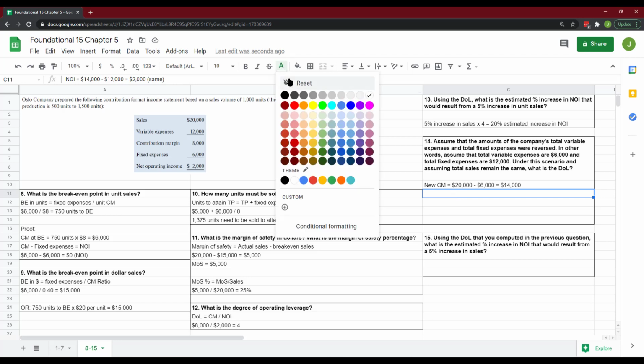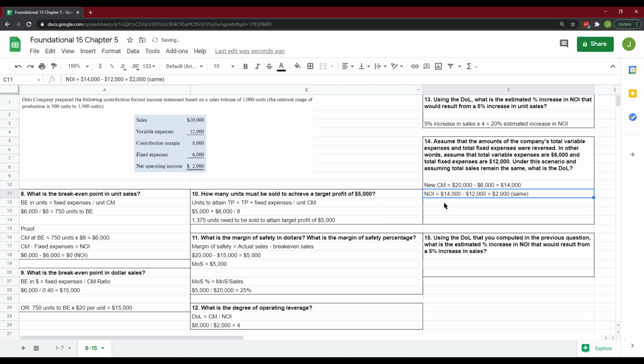Now we can find our new degree of operating leverage. Remember, our degree of operating leverage is CM divided by net operating income. And your net operating income wouldn't change in this case, right? Because you're just switching where the expenses are being subtracted, but all of the expenses in total that we're subtracting here are staying the same. So we should have the same net operating income, because then we would take this contribution margin of 14,000 minus 12,000 gives us $2,000 left over.